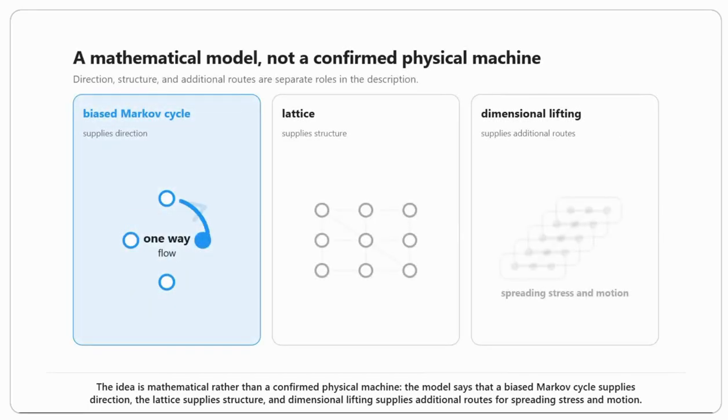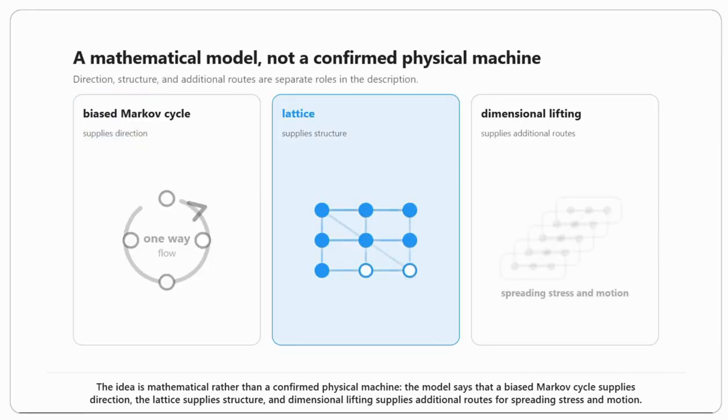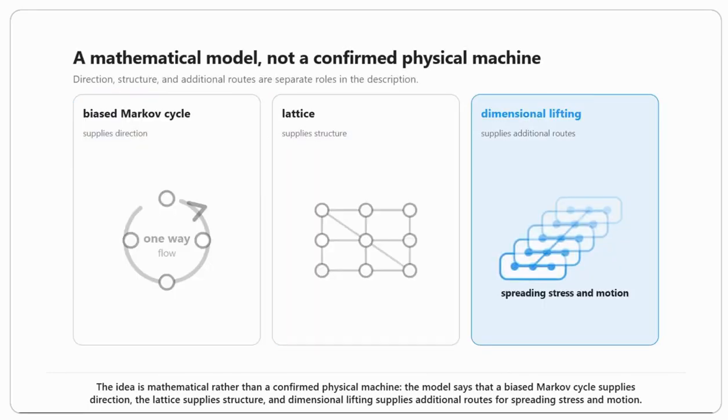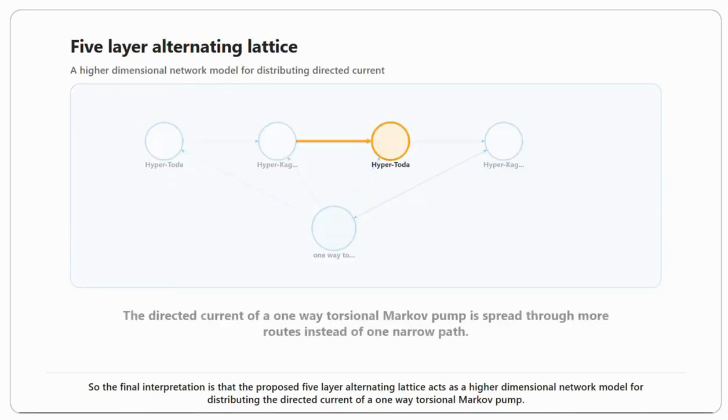The idea is mathematical rather than a confirmed physical machine. The model says that a biased Markov cycle supplies direction, the lattice supplies structure, and dimensional lifting supplies additional routes for spreading stress and motion. So the final interpretation is that the proposed five-layer alternating lattice acts as a higher dimensional network model for distributing the directed current of a one-way torsional Markov pump.